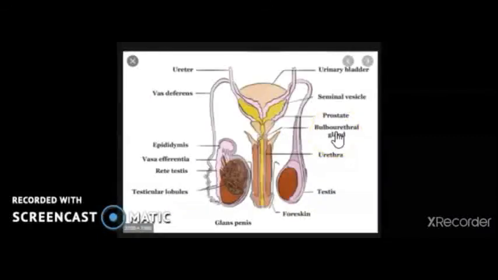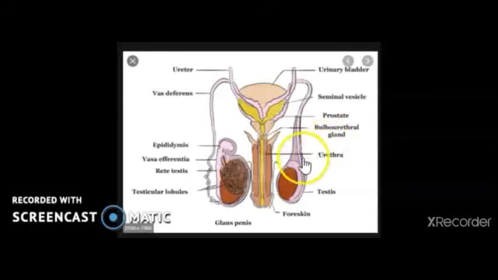The third accessory gland is the bulbourethral gland, also called Cowper's gland. Again, they are paired. It is a small, pea-sized gland, situated on either side of the urethra. Bulbourethral glands secrete an alkaline, viscous, mucus-like fluid which acts as a lubricant during copulation.